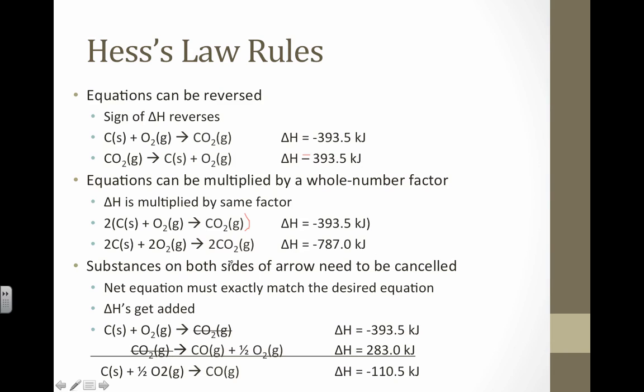When you get your overall reaction, substances that don't show up in the overall reaction have to cancel out. So the net equation must exactly, underline for emphasis, match the desired equation. Notice how things will get eliminated if they appear on both sides of the arrow. It's similar to eliminating spectator ions, like when we did net ionic equations. Okay, and then we line up the arrow and add them up.